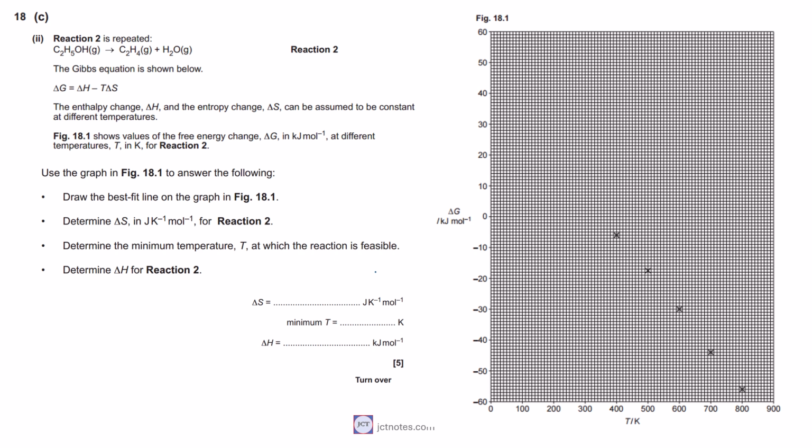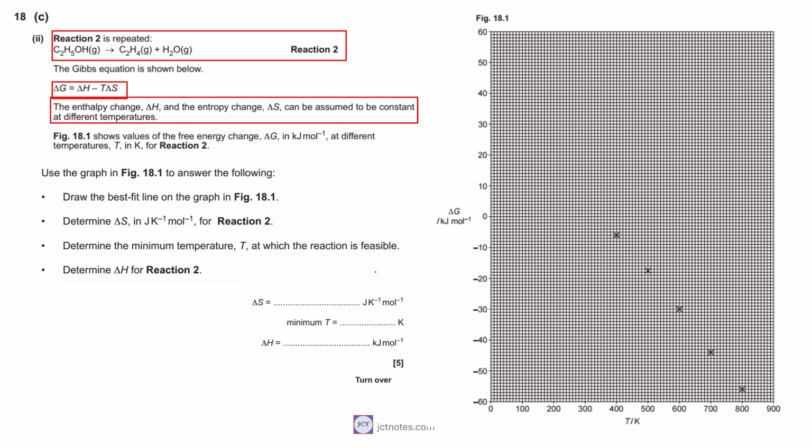In the second question of part 18c, we continue with the same reaction for the production of ethene from ethanol. We are given the Gibbs equation with the statement that the enthalpy change and the entropy change can be assumed to be constant at different temperatures. We are provided with a graph showing values of the free energy change at different temperatures for the given reaction.